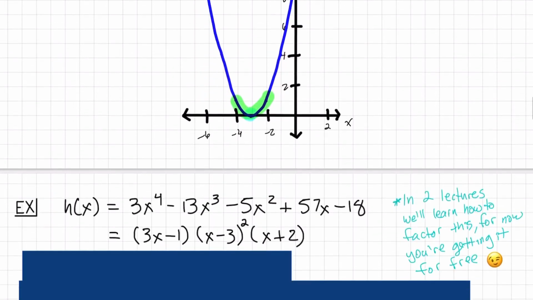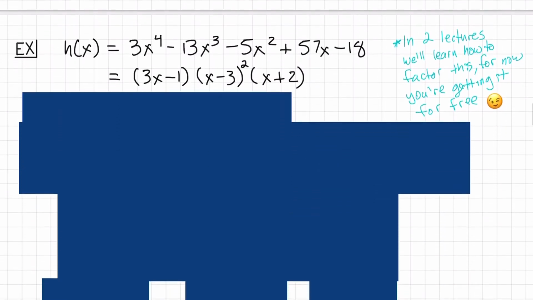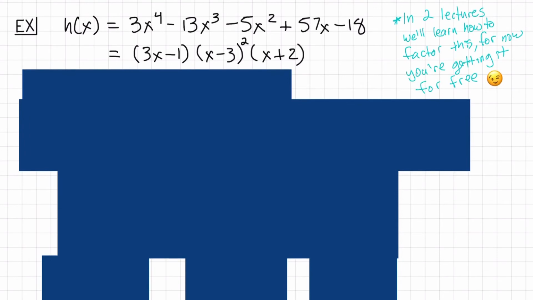All right, so let's take a look at another function. And then let's actually deal with this multiplicity. So we have this h of x function. Notice it is to the 4th power. You don't know how to factor things to the 4th power. And actually in a few lectures from now, we'll cover how to factor this. So you're getting this for free today. So it does factor into (3x - 1)(x - 3) squared (x + 2).